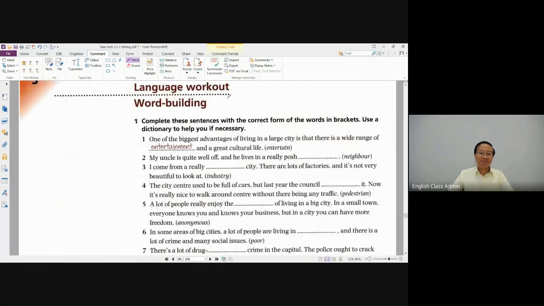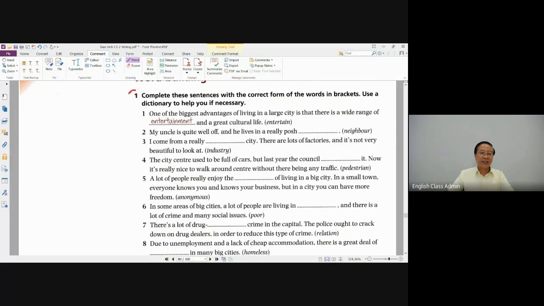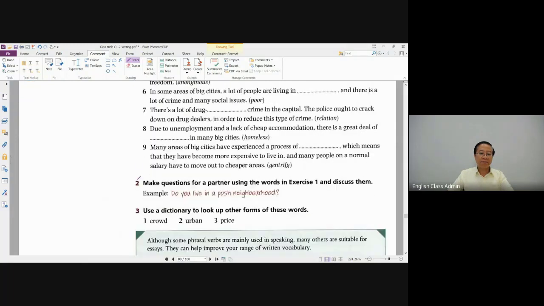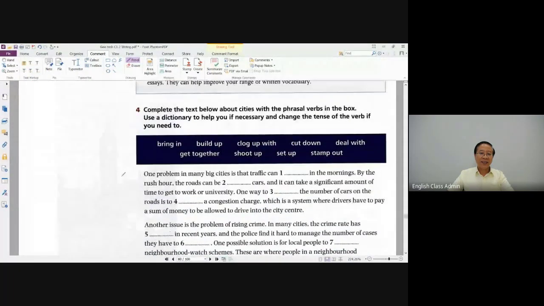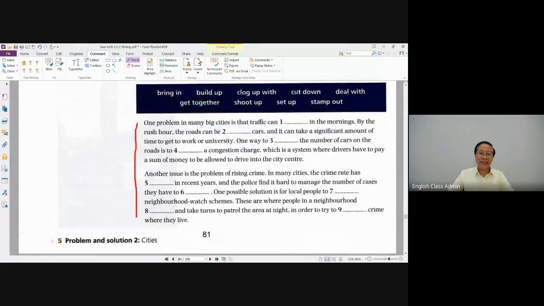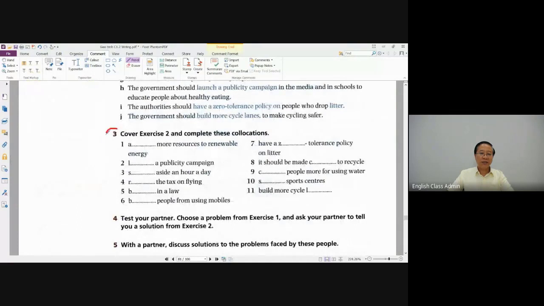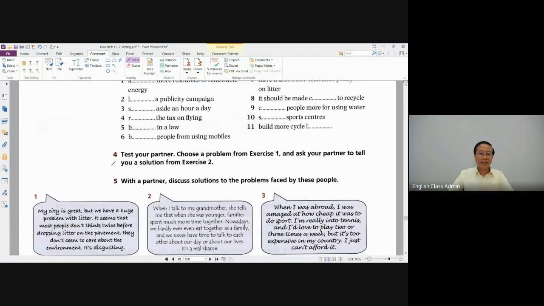Word building. This one helps you to improve the accuracy in your writing. Please complete exercise 1. Okay, exercise 1. Exercise 2. Exercise 4. So please complete the text here. Exercise 3 on this page. Complete these collocations. Okay, this one is important. Please mark it in your writing.